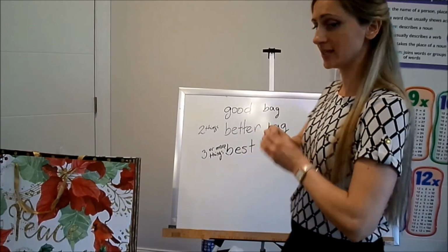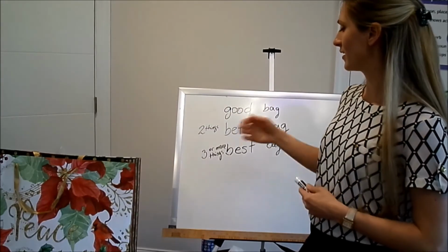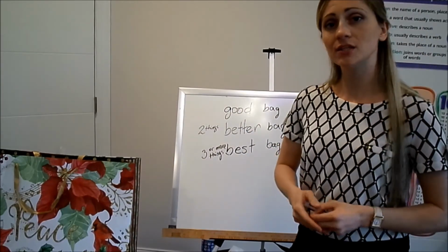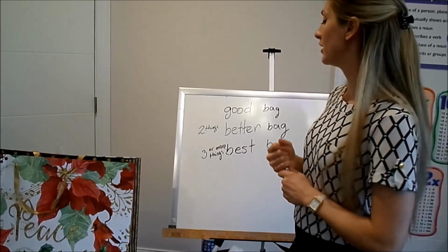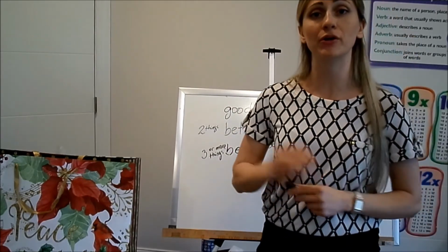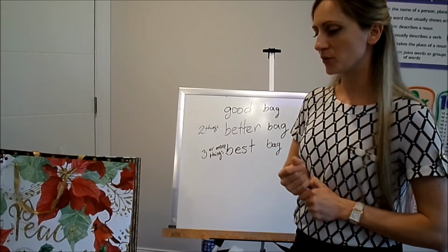So, Ksenia, let's say it together. Good. Good. Better. Better. Best. Best. Which one of these do you use to compare two things? Better. Better. And which one of these do you use when you're comparing three or more things? Best. Best. All right.